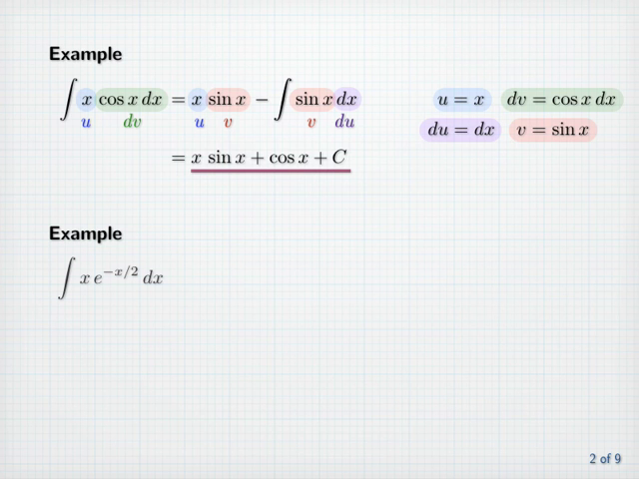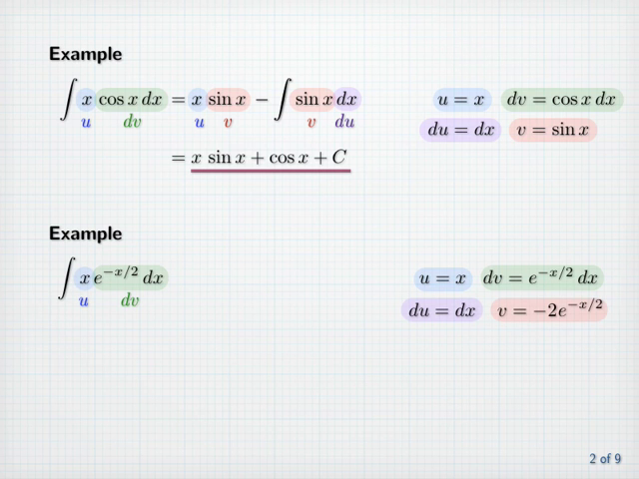Another example. The integral of x times e to the minus x over 2 dx. Here again we'll let u be x and let dv be e to the minus x over 2 dx. That makes du equal dx, and integrating e to the minus x over 2 gives us v equals minus 2 e to the minus x over 2.